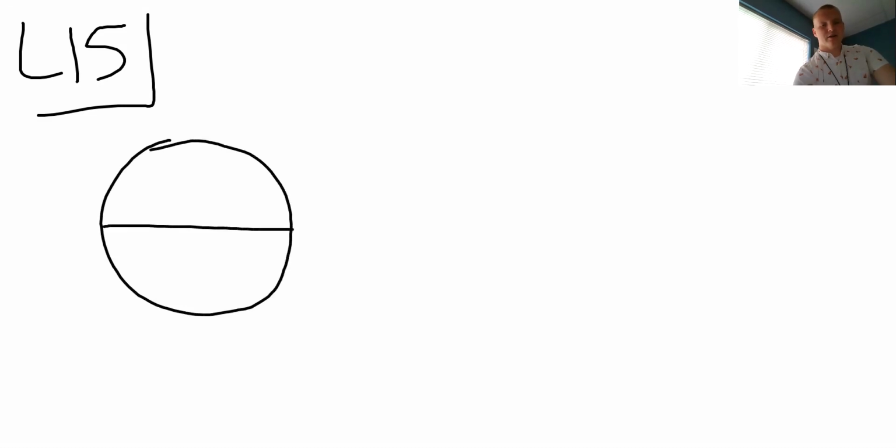So first off, what is an equivalent fraction? Different fractions that name the same number are called equivalent fractions. So an example of that, I'm going to draw my little pie chart here.